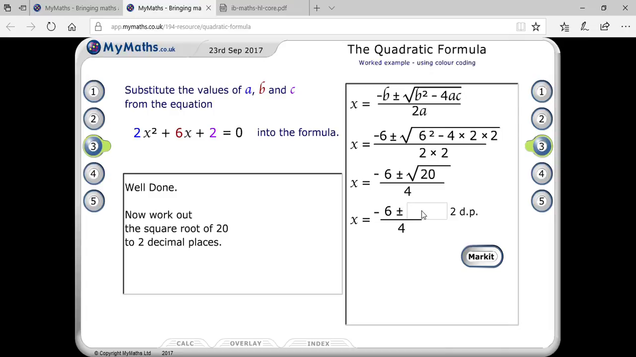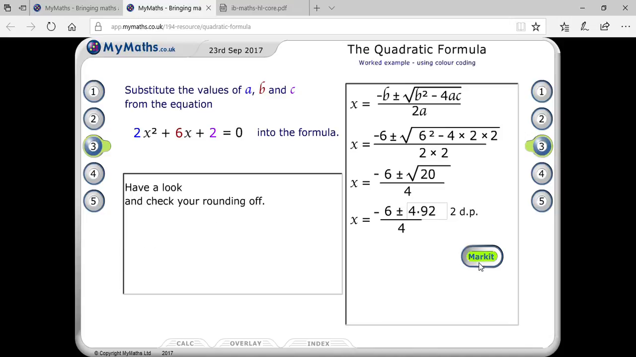Do you have a calculator? Right now, no, I don't. Hold on. I think 2.46 that will be, 4.92. Wait, a little bit I am predicting the value. Divided by 4, let's check that and check the rounding off.